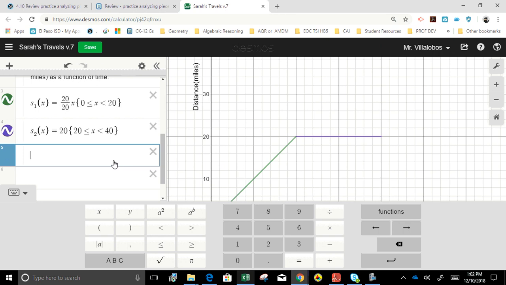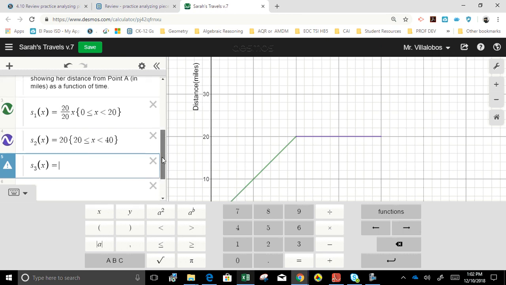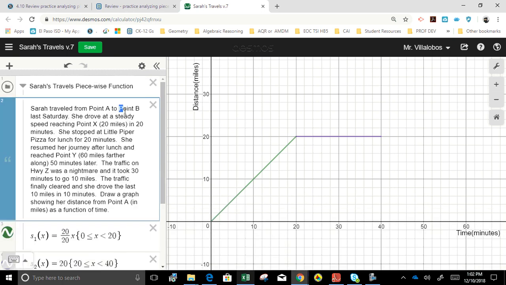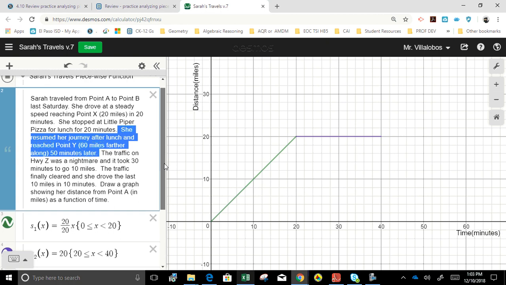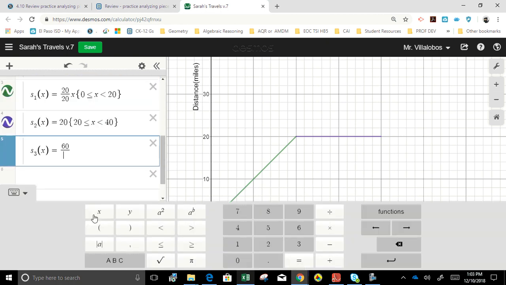Okay, I'm going to go for the third piece. S3. And the third piece says, what does the third piece say? She resumed her journey. Where does it say that? She resumed her journey after lunch and reached point Y 60 miles farther along 50 minutes later. So her rise is 60 miles and her run is 50 minutes, 60 over 50. So I'm going to interpret that as 60 divided by 50.